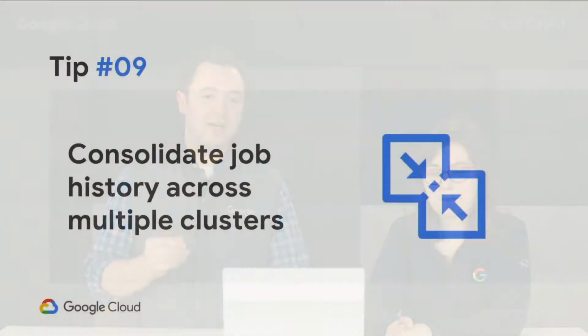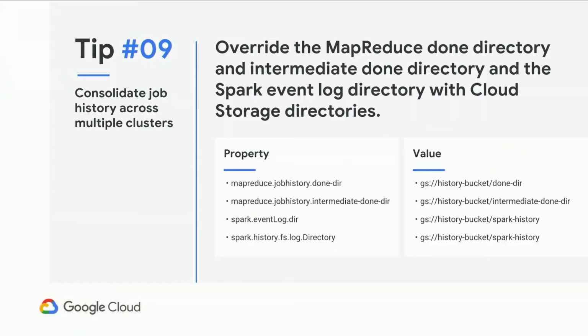Tip number 9, consolidate job history across multiple clusters. Talk to me about this one. Whenever you run a job, like a MapReduce job or a Spark job, it writes some history to a file, and usually this file is stored in HDFS on your cluster. But a downside of this is, when your cluster goes away, the history goes away, which is not great. So it's a good idea to externalize your job history and put it in GCS.